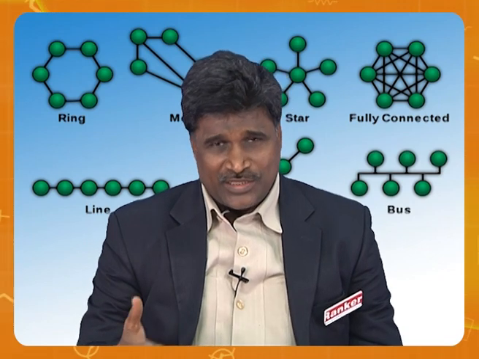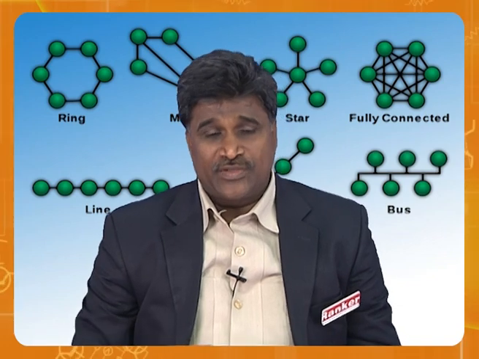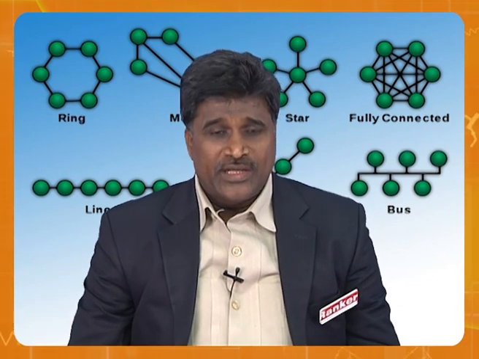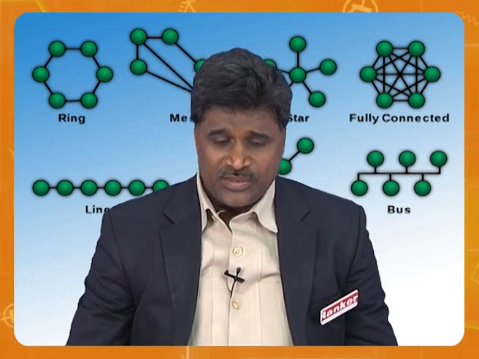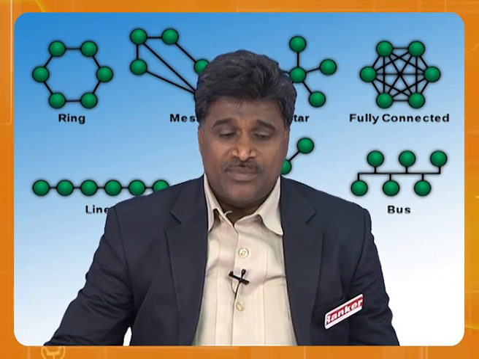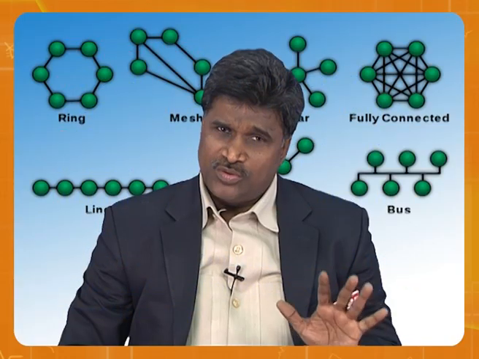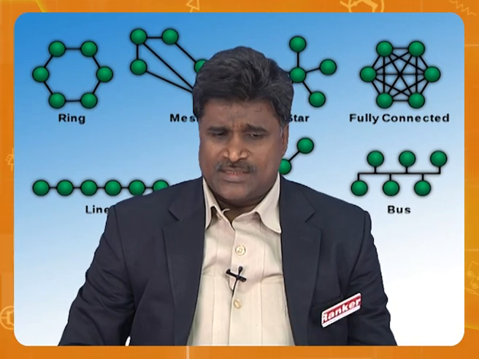Actually, 3 variables you can deal with mesh and nodal. But I am taking this to illustrate. Otherwise, if I take a big one, it will be very difficult for you to understand and difficult for me to tell. So the sum of each column, as I mentioned, need not be 0. But what is the direction of it? The first element, or the link element, will decide the direction. So that's all about how to achieve the tie set matrix.